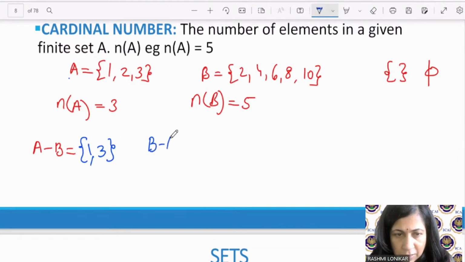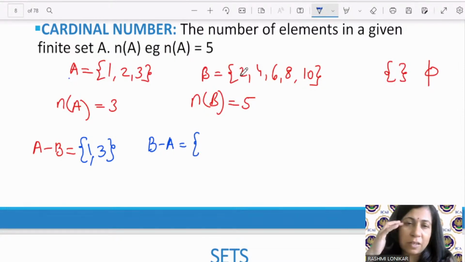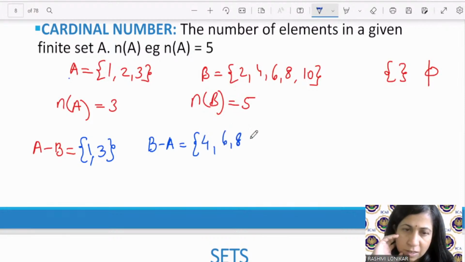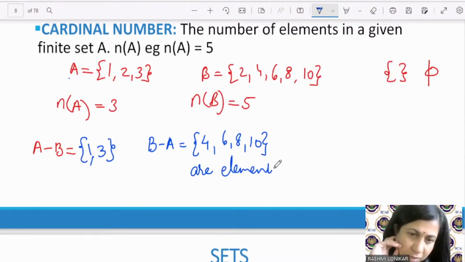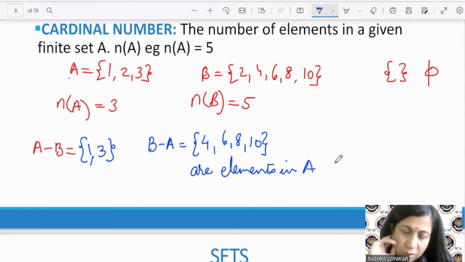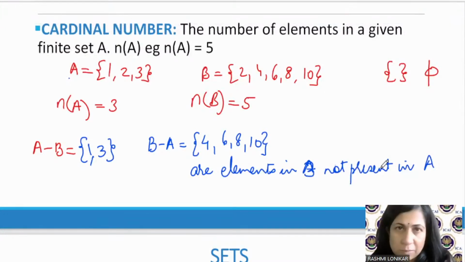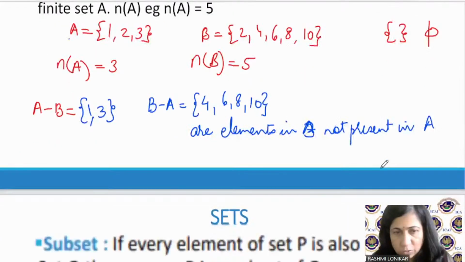Let us see B minus A. Let us check whether elements in B are present in A. 2. Yes, it is present in A. So I will not write it. Then 4. No. So 4, 6, 8, 10 are the elements in B not present in A. What does it simply mean? Whatever common elements are there, don't write them, and then write down the remaining elements. Okay, Ritu, I hope you've understood.